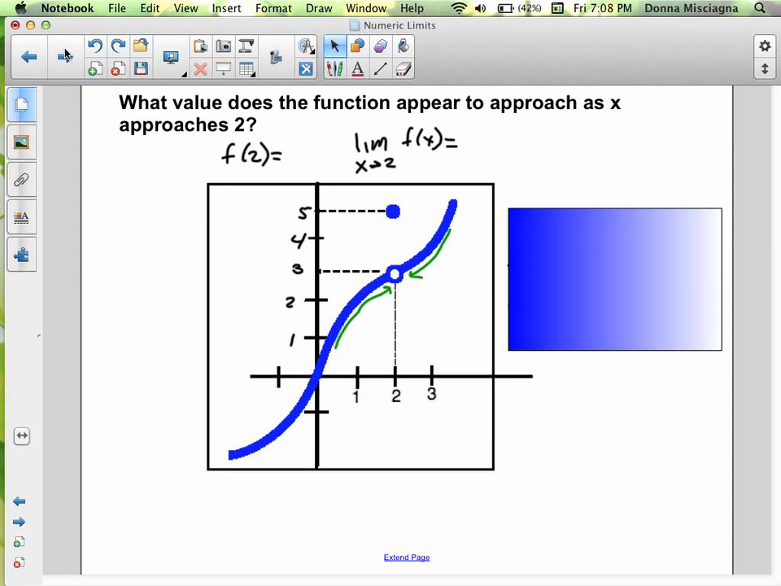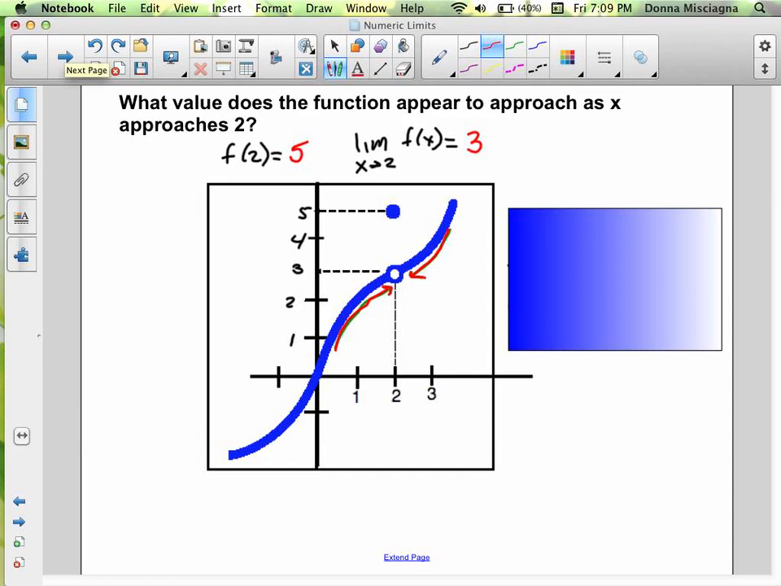So let's take a look at this example. So what value does the function appear to approach as x approaches 2? Well, let's find out the value of the function at 2. So what's f of 2? Well, f of 2 here is equal to 5. Right? We have a point when x is 2, the function is 5. How about the limit of our function as x approaches 2? Right? So if we're coming from the left-hand side, and we're coming from the right-hand side, notice those two sides, as we're coming closer and closer to 2, are approaching the same value. They're approaching 3.